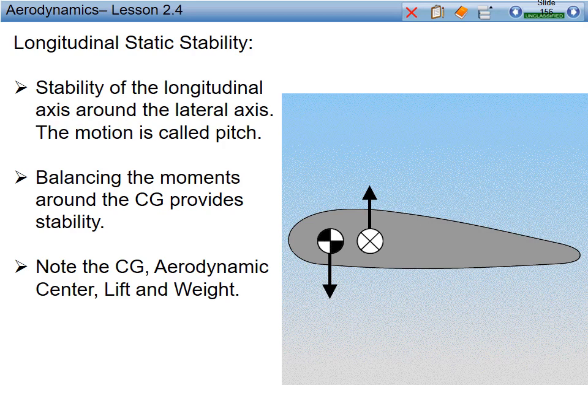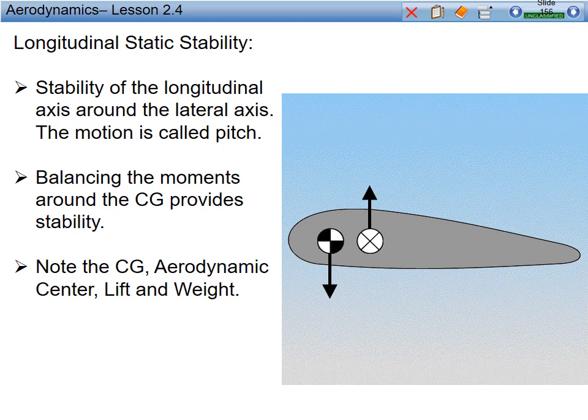Longitudinal static stability. Longitudinal static stability is the stability of the longitudinal axis around the lateral axis, or in other words, the stability or resistance to motion called pitch. Balancing moments around the center of gravity provides stability. Note the CG, aerodynamic center, and lift and weight vectors. Depending on where the aerodynamic center is in relation to the center of gravity, it can cause a stable or unstable pitching moment.